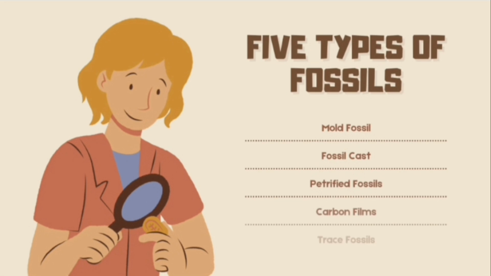There are various types of fossils, including body fossils, trunk fossils, and barrel fossils. Each type provides unique insights into the life of ancient organisms. There are 5 types of fossils, including mold fossils, fossil casts, petrified fossils, carbon films, and trace fossils.